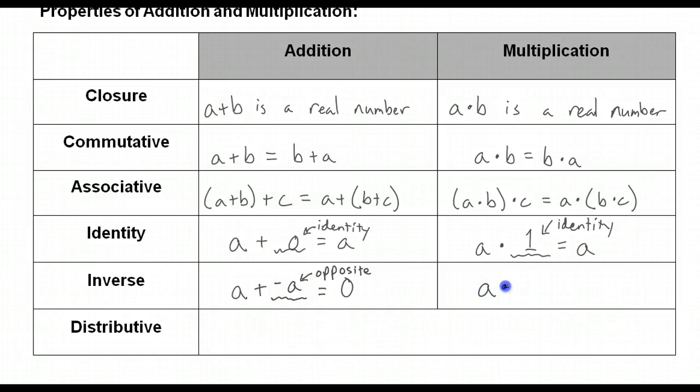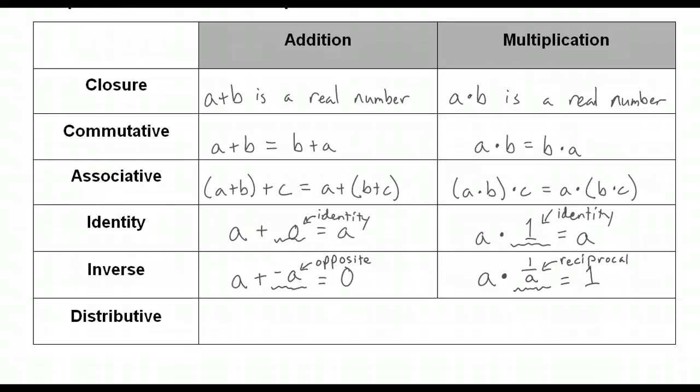In multiplication, again, I'm going to start with a, multiply by something, and instead of getting a for an answer, I want to get 1 for an answer. A times something is going to give me the identity 1. Well, in multiplication, it's going to be 1 over a. And 1 over a is the reciprocal. So the opposite is the additive inverse, and the reciprocal is the multiplicative inverse.